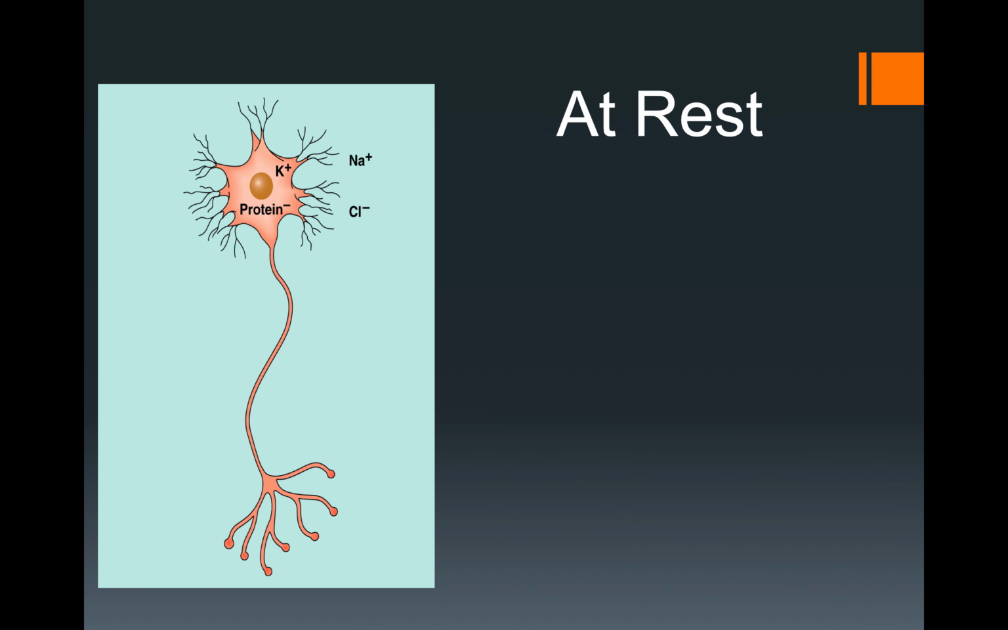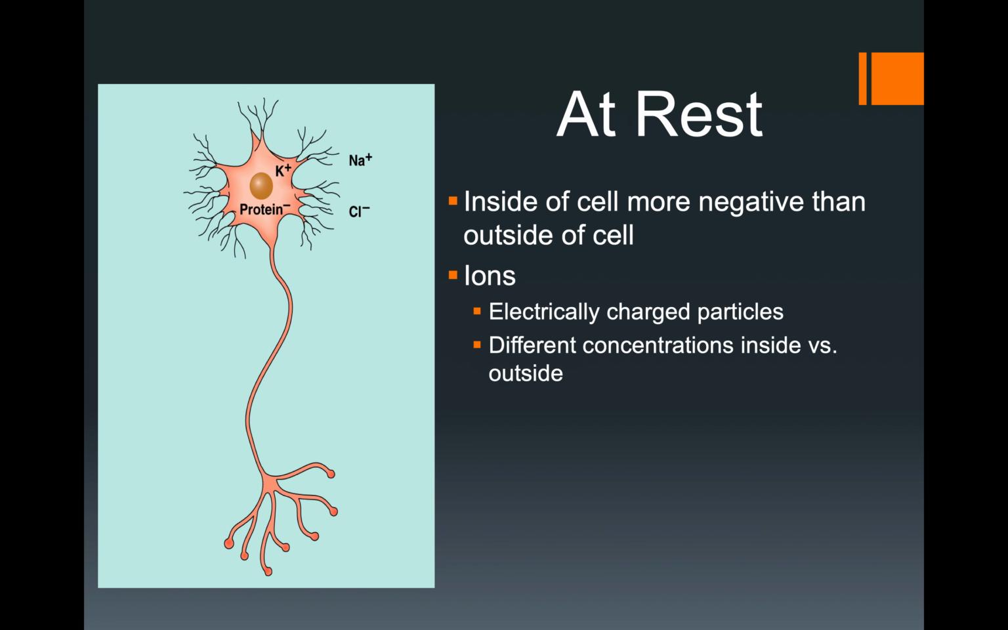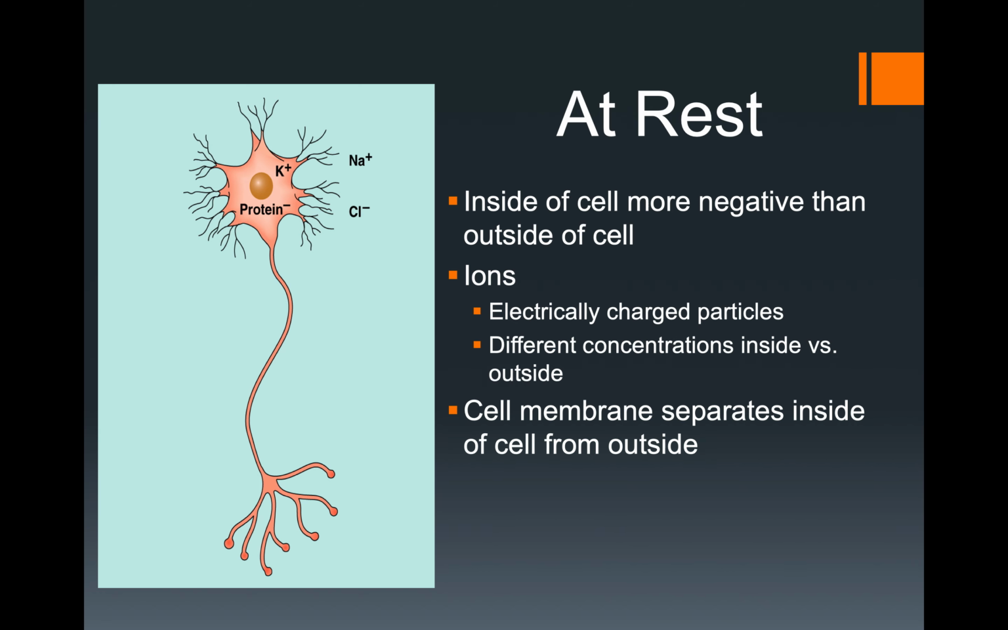So at rest, meaning when an action potential is not occurring, the inside of a cell, specifically a neuron we're talking about here, is more negative in charge than the outside of the cell. That's because of the presence of different ions. These are electrically charged particles that are in different concentrations inside versus outside of the cell. And the cell has a membrane that separates the inside and the outside of the cell that's selectively permeable, meaning that it allows some things to cross but not others.